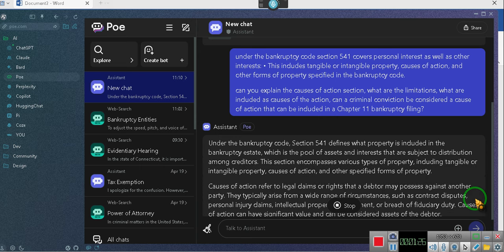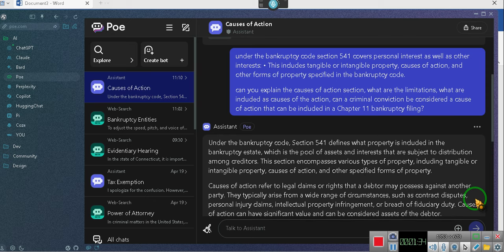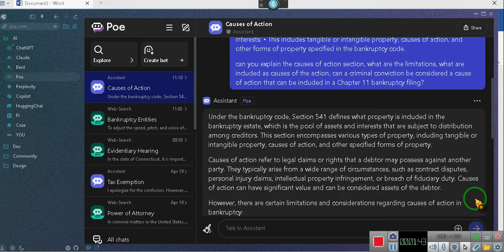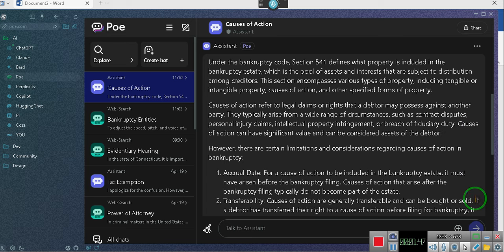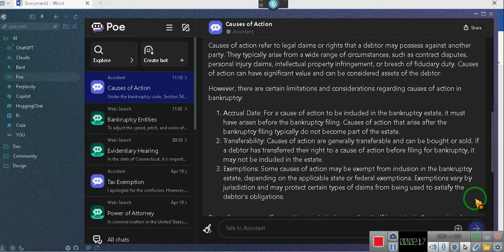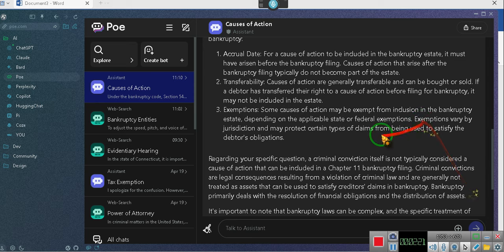Under the Bankruptcy Code, 541 defines what property is included in the bankruptcy estate, which is a pool of assets and interests that are subject to distribution among creditors. This section comprises various types of property, including tangible and intangible property, causes of action, and other specified property. Causes of action refer to legal claims or rights that the debtor may possess against another party. They typically arise from a range of circumstances, such as contract disputes, personal injury claims, intellectual property, and breach of fiduciary duty. Causes of action can have significant value and can be considered assets of the debtor. However, there are certain limitations and considerations regarding causes of action in bankruptcy court, such as the statute of limitations, transferability of the cause of action, and exemptions. Some causes of action may be exempt from inclusion in the bankruptcy estate, depending on the blah, blah, blah.